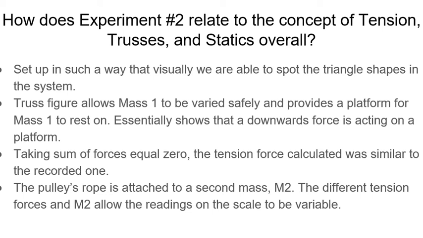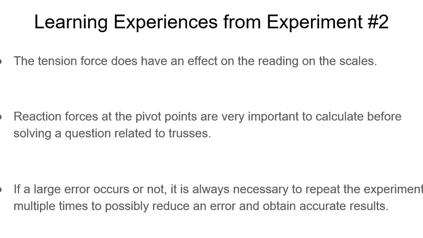When we take the sum of the forces to equal 0, the tension force calculated is similar to the recorded one. Lastly, the different tension forces in the pulley rope and M2 allow the readings on the weighing scale to vary. Some things we were able to learn from carrying out this experiment was that the tension force does influence the reading of the scales when set up in such a way. The reaction forces at the pivot points are very important to calculate before solving a question related to trusses.